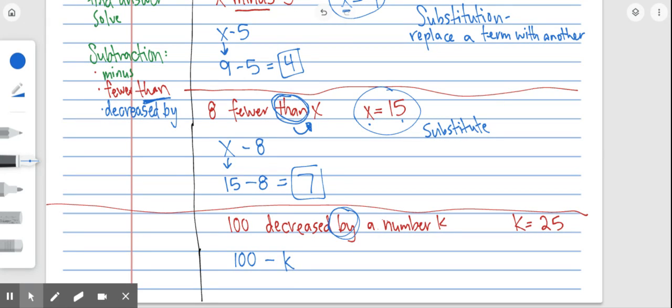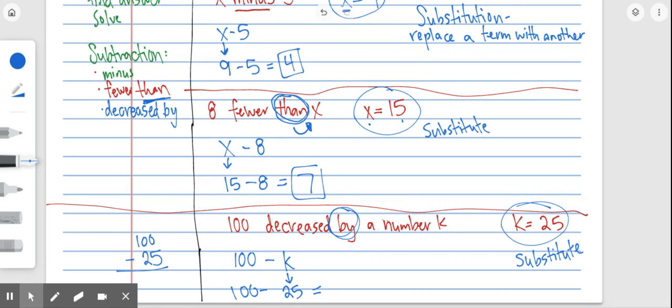Awesome. So then again, just like last time, we're going to use substitution. Substitute. Okay, we're going to substitute k equals 25. So anywhere I see a k, I'm going to write 25. So this becomes 100 minus 25. If you are good at change, like if you usually count pennies and stuff and you know a lot about dollars, you probably know what this is going to equal. But if you don't, we're going to do it on the side. So 100 minus 25.